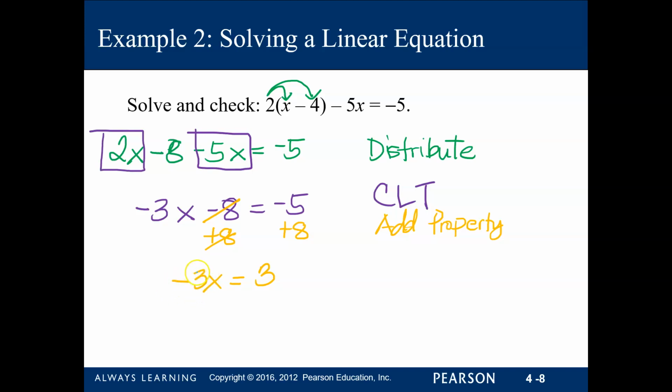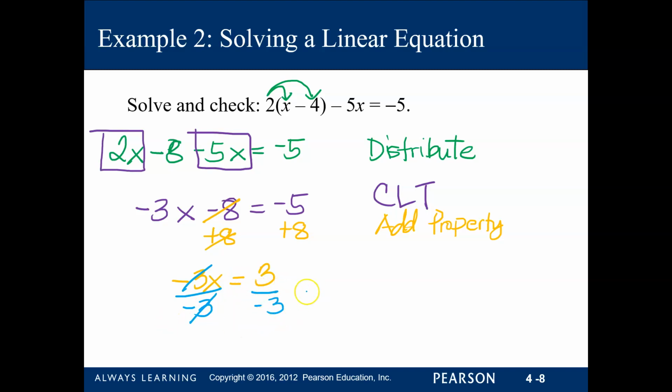This is negative 3 times x. And so to undo your negative 3 times, what we need to have is to divide it by negative 3. So negative 3 divided by negative 3 is 1. Okay, we divide this by negative 3.